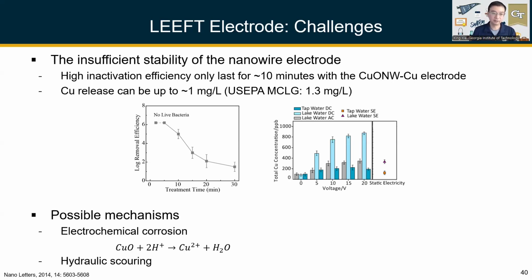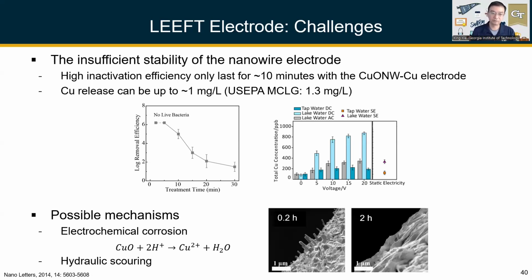The mechanism behind this is that the electrode is not very stable, because of either electrochemical corrosion or hydraulic scouring because the water is flowing. And then we are losing the copper and copper oxide nanowires in the system. These SEM images show the surface of the electrode after about 10 minutes of operation and after about 2 hours of operation. You can see that after 2 hours, pretty much all the nanowires are gone.